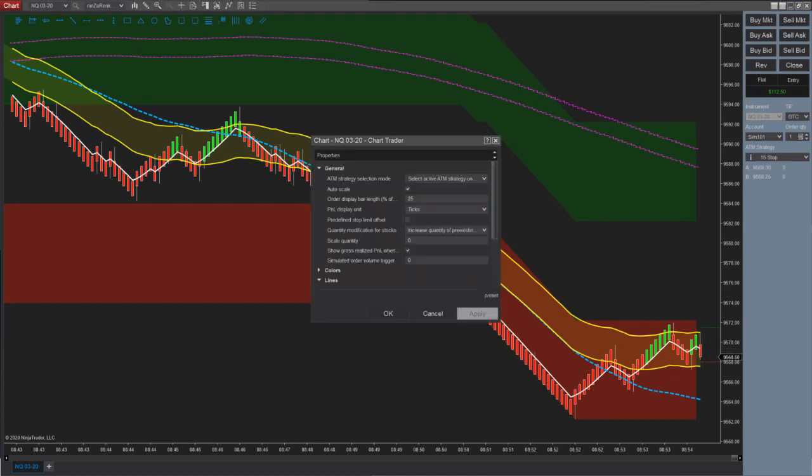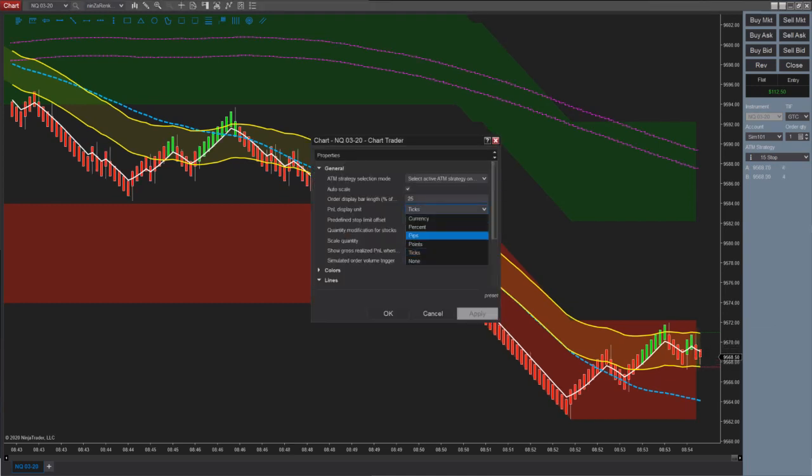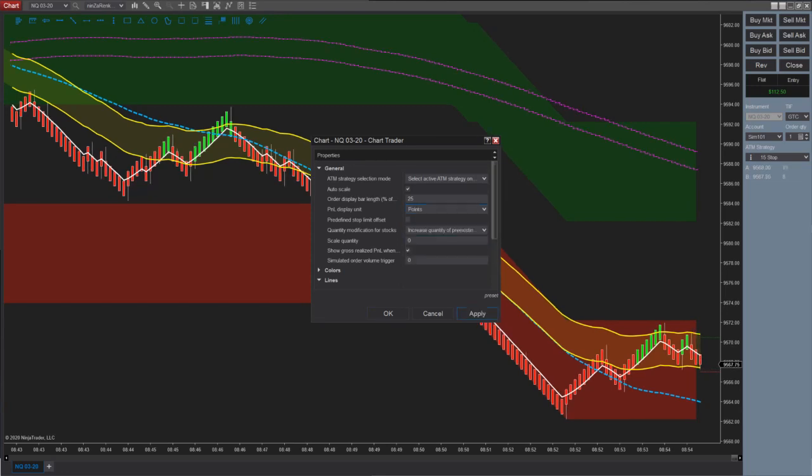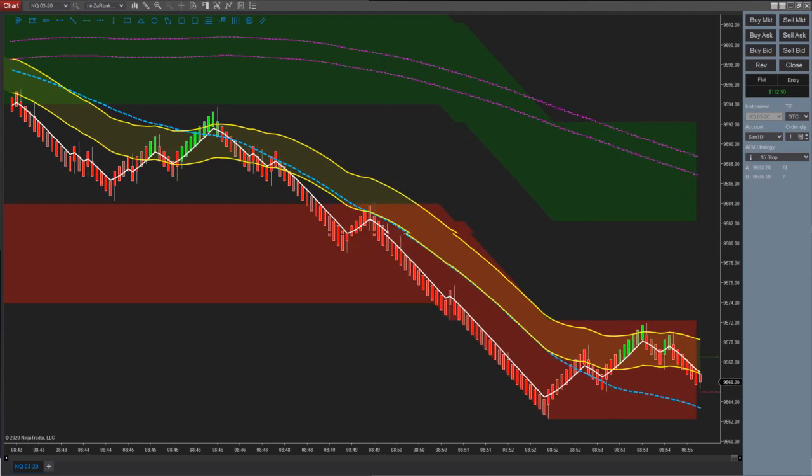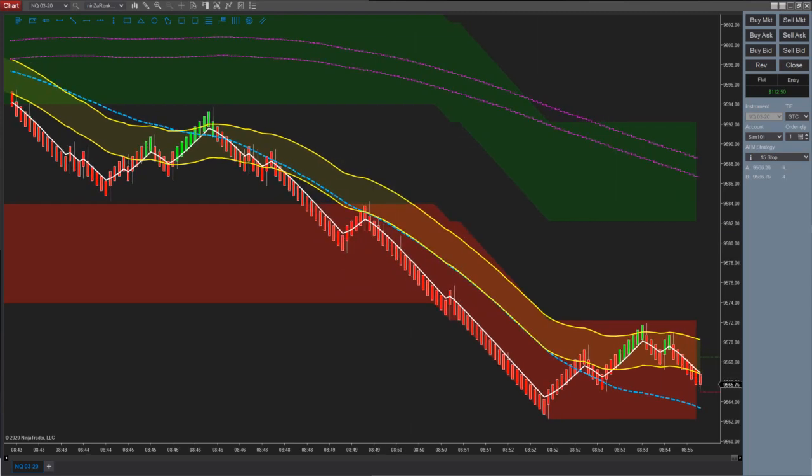Let's see, in properties, can this be points? Still staying the same. Markets are still down.